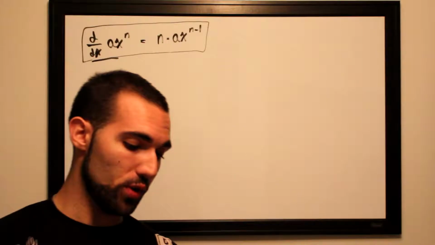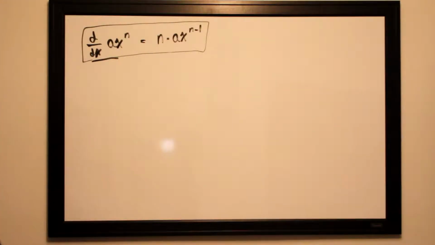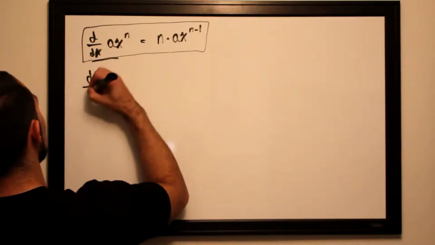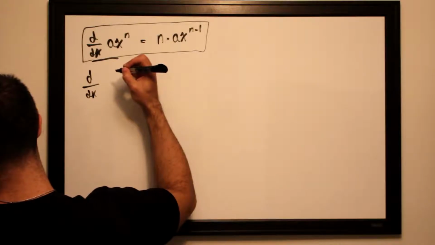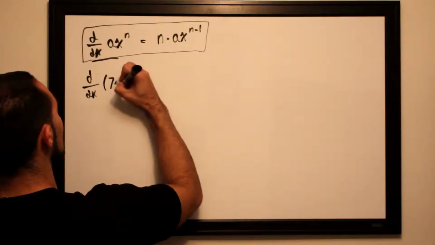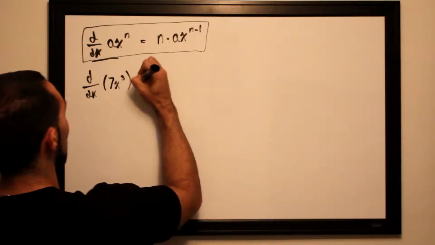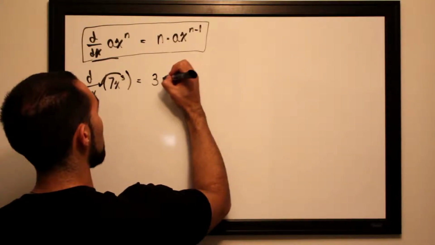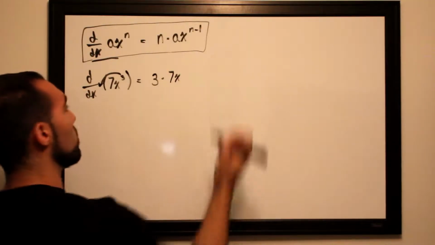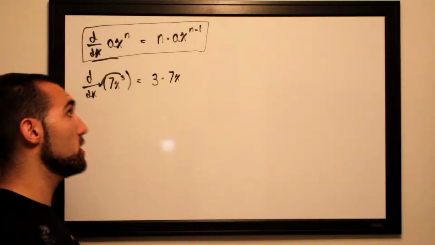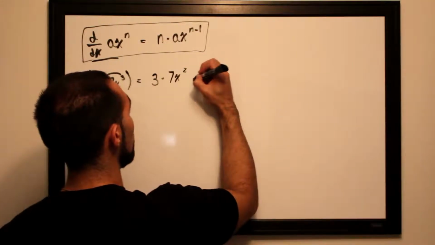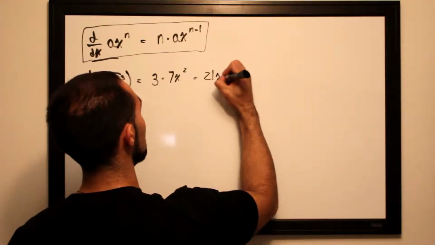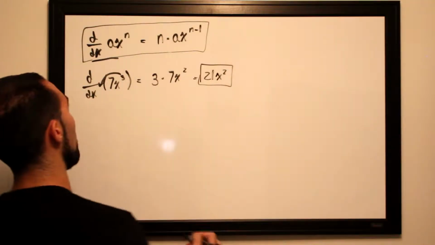Last example for power rule, this is very simple. We want to take the derivative d by dx of the function 7x to the 3rd. As we did before, we drag the exponent down, so we'll be left with 3 multiplied by 7x, and then we will subtract 1 from the current exponent, which is 3, so that will become 2. So we will be left with 3 multiplied by 7x squared, which is 21x squared. That is the derivative of our function.